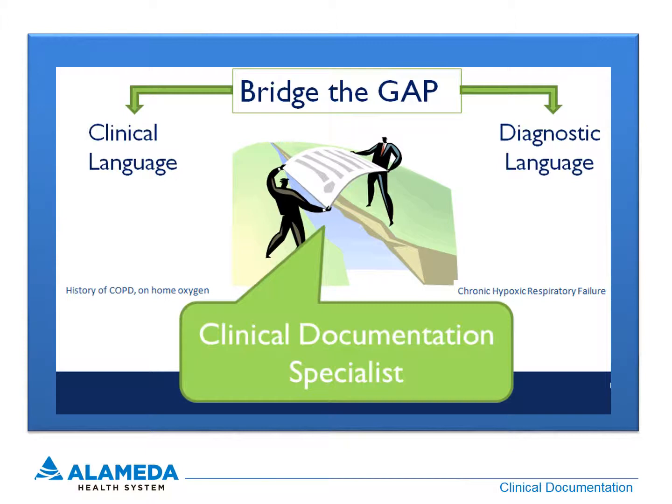Just to give you a quick example of the difference, if you look to the left, you'll see that if you're doing an H&P, you might typically write that a patient has a history of COPD and is on home O2. That's clinical language. But that language that you write, according to the great care that you give your patient, has not been translated into diagnostic language. The equivalent diagnostic language that needs to be written to reflect what you put in the history is chronic hypoxic respiratory failure. That is a diagnosis, and unless your documentation is written in the form of a diagnosis, it cannot be captured in the medical record and portrayed in the acuity level of the patient.